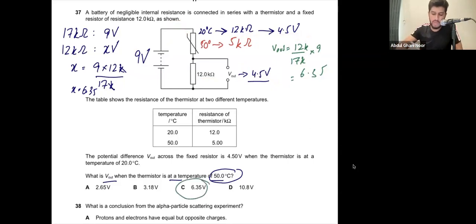Or you can also say that I have 9 volts, I have the total resistance as 17, I can find out the current, and use the current to find out the voltage. That works too. Whatever works for you.